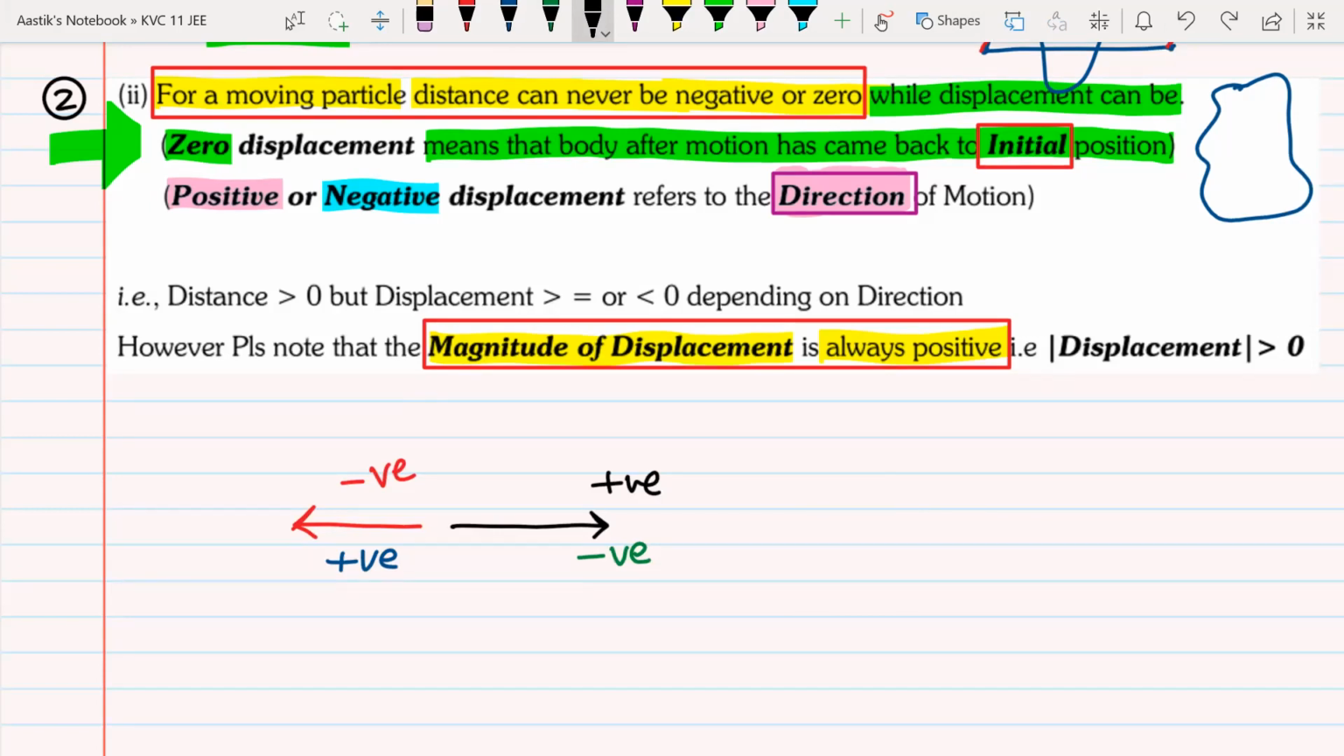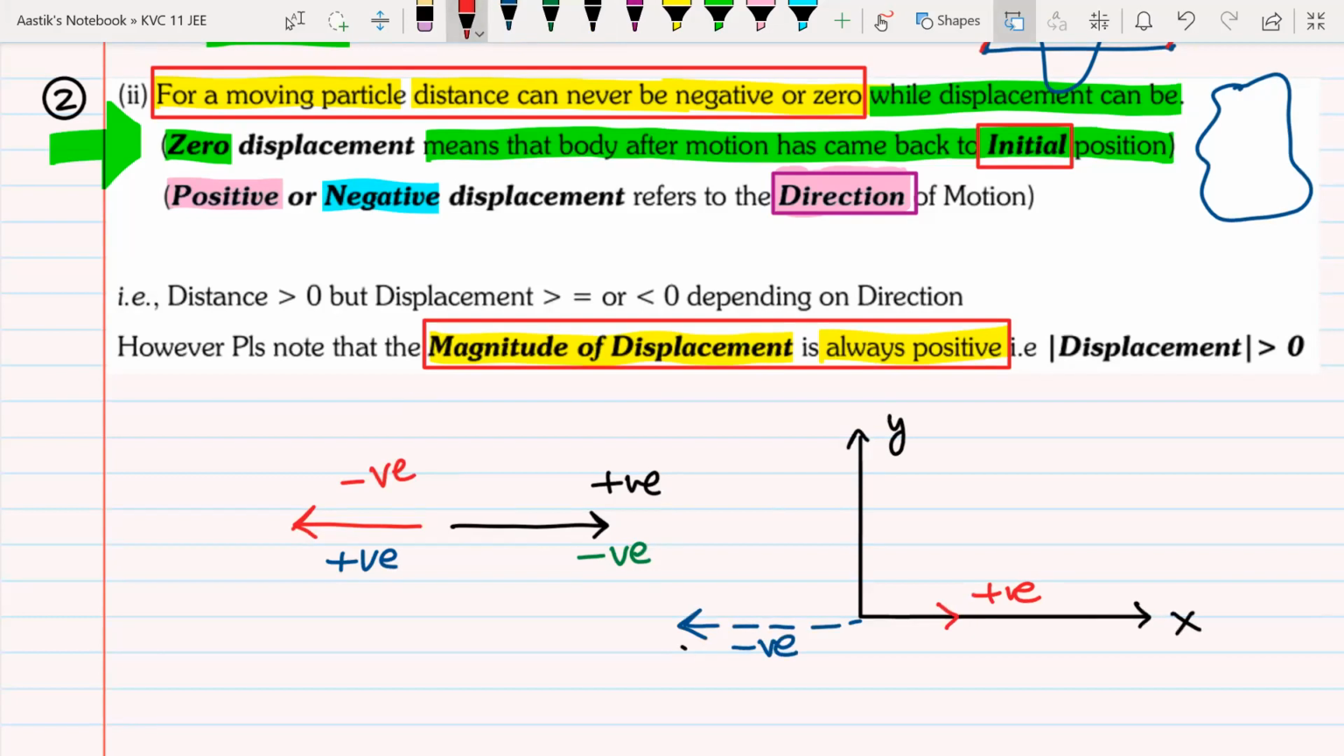As a thumb rule, what we say is, if a body is moving along positive x-axis, and this is your x-axis and y-axis, a body which is moving along positive x-axis, we call it positive, and a body moving along negative x-axis, we call it negative. Similarly, if the body is moving along positive y-axis, we call it positive, and if the body is moving along negative y-axis, we call it negative.